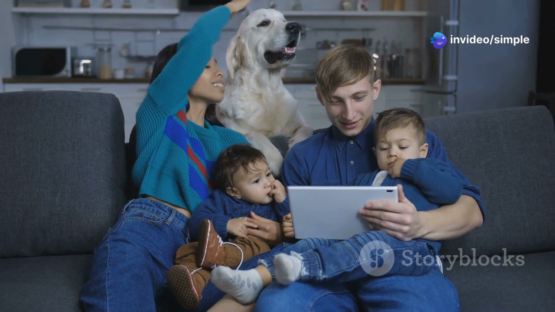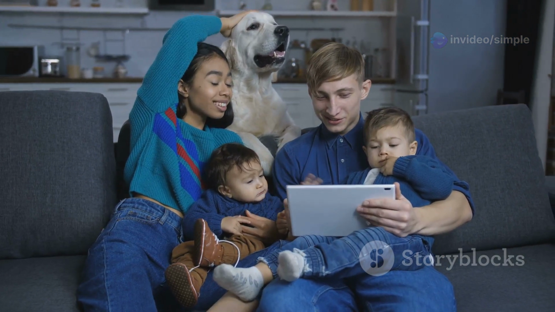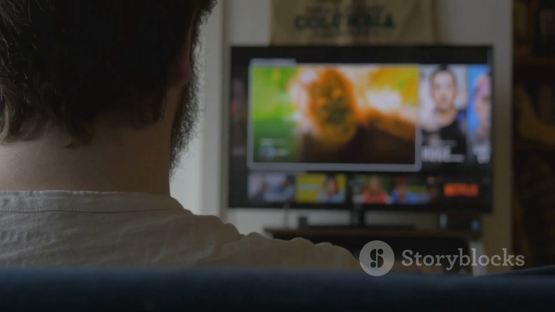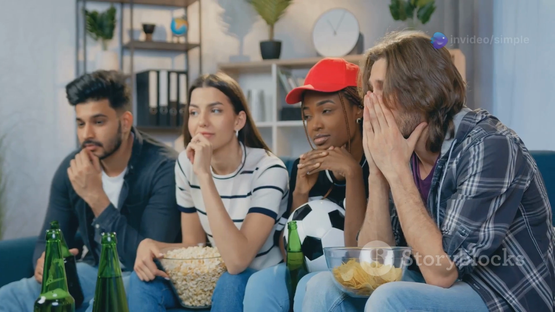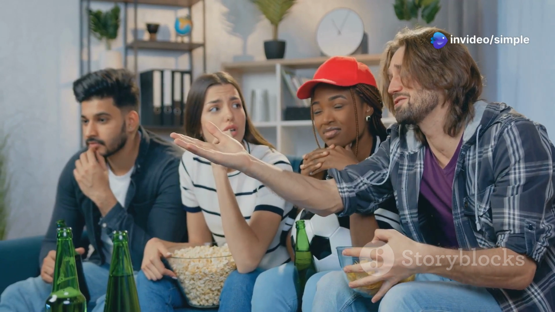Entertainment. Ever wondered how Netflix recommends movies you might like? It's machine learning in action. Streaming services use ML algorithms to analyze your viewing history and suggest content tailored to your taste.